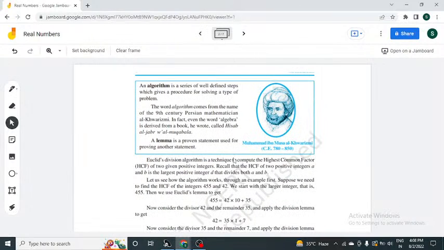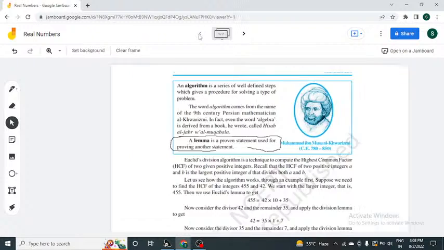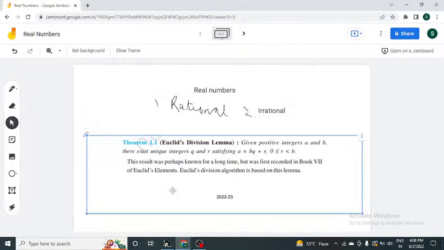If you go through your NCERT books, you can see this. It says that a lemma is a proven statement used for proving another statement. So if you want to prove any statement, you can use a lemma, which means we can use a statement which has been already proved. Now let's come back to the division lemma, Euclid's division lemma.